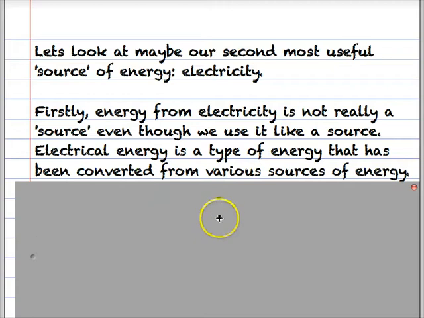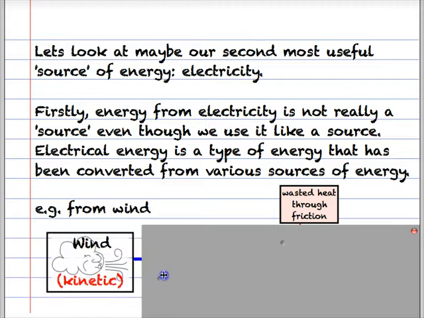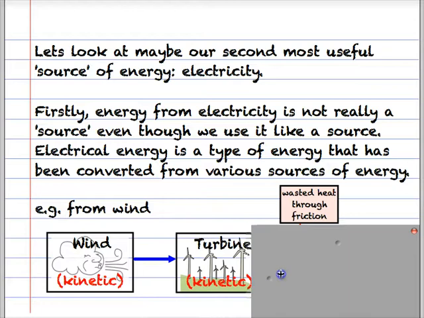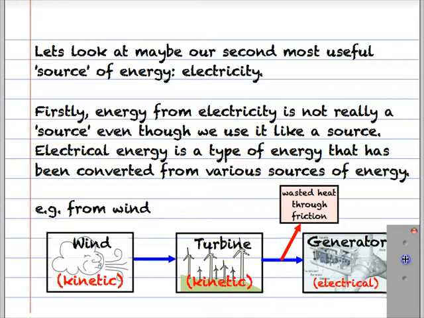Let's look at electricity from wind power. Wind, moving air, has kinetic energy. Through wind turbines, the turbines take out some of the kinetic energy from the wind, and the wind turbines start turning, so they also have kinetic energy. And then up at the top, behind the turbines, we have an electrical generator, which turns the movement into electricity. There will be some friction, so some energy will be wasted as well.